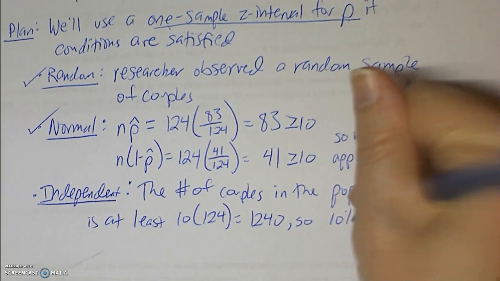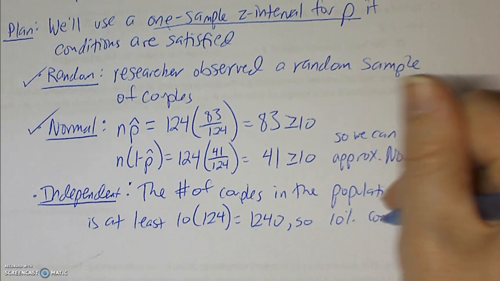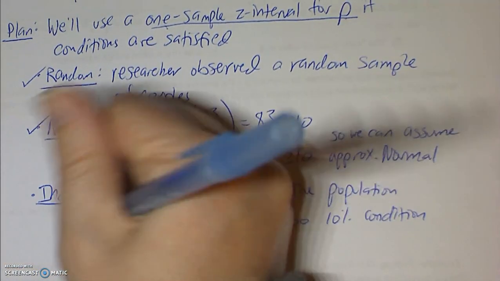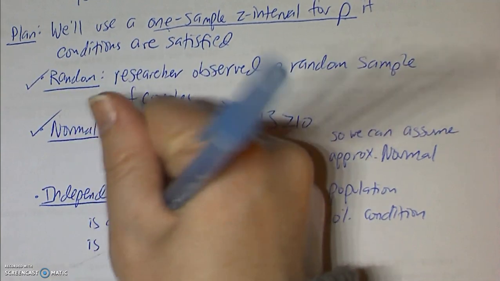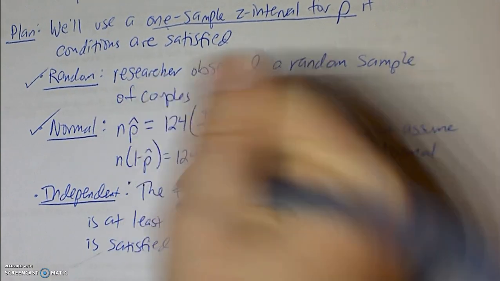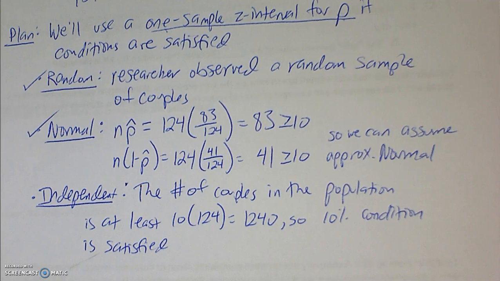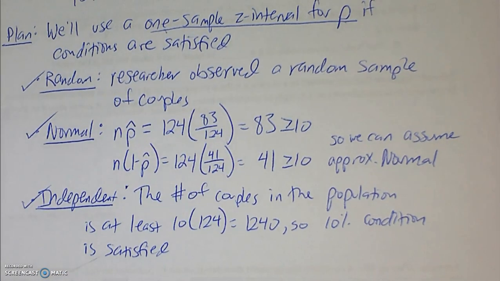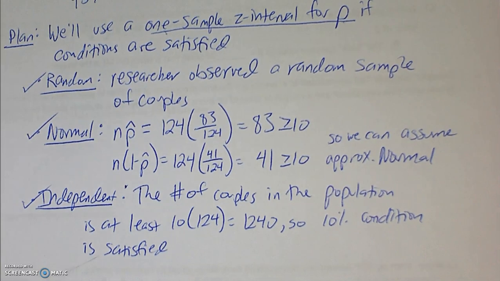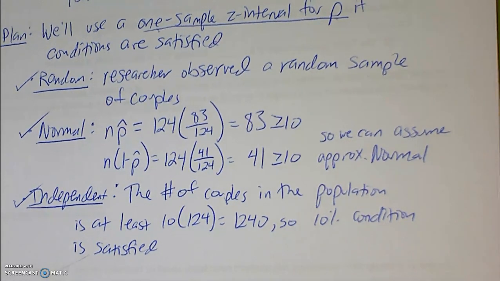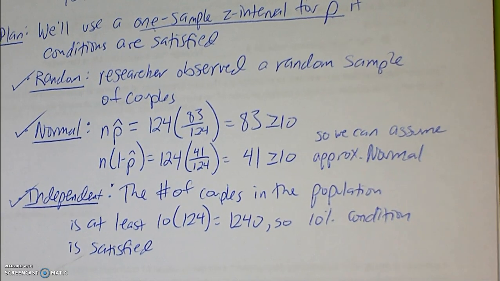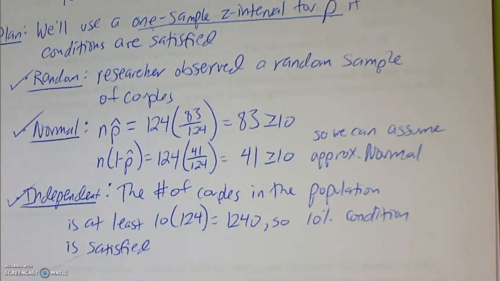So my 10% condition is satisfied. So check that guy off. Now, if this had been an experiment, I wouldn't need to do my 10% condition. The 10% condition is only when I'm sampling. Okay, so that's kind of something that's a little bit different.